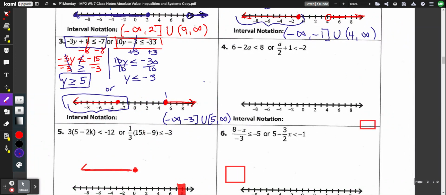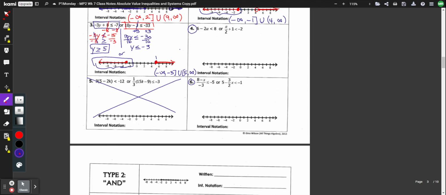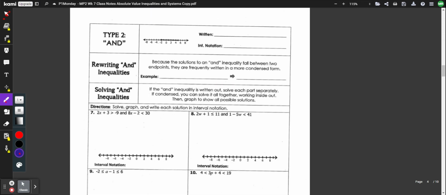What I want you guys to do is work on number 4 and number 6 on your own. And don't worry about number 5. I'm going to check number 4 and number 6 when I come back on Thursday. Once you've had enough time, pause the video, work on number 4 and 6. Then when you're done, continue the video and move on to type 2.